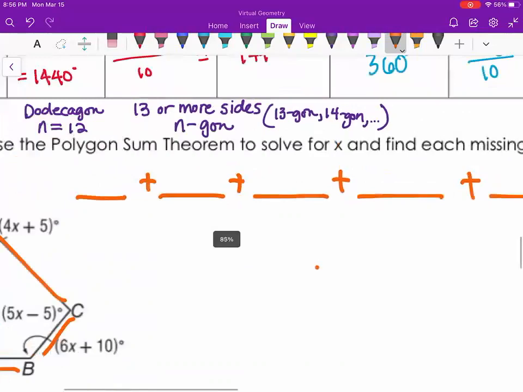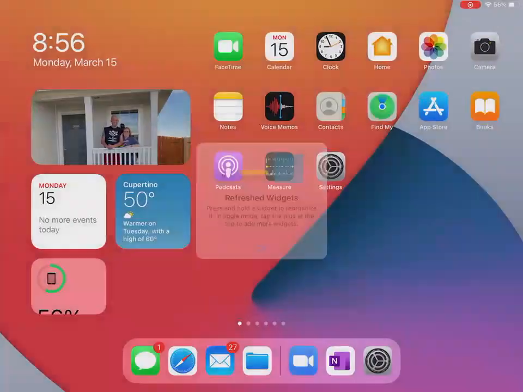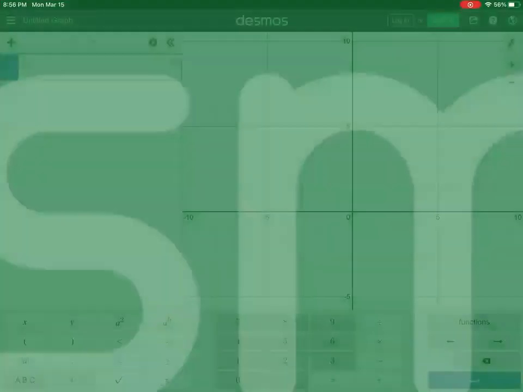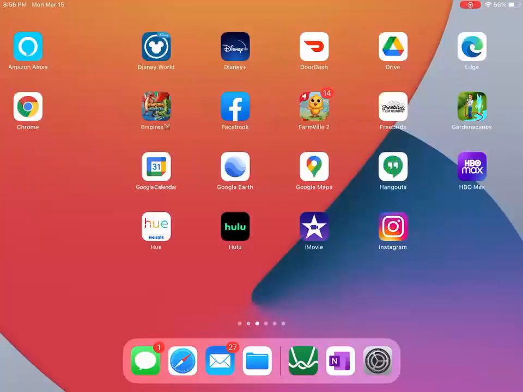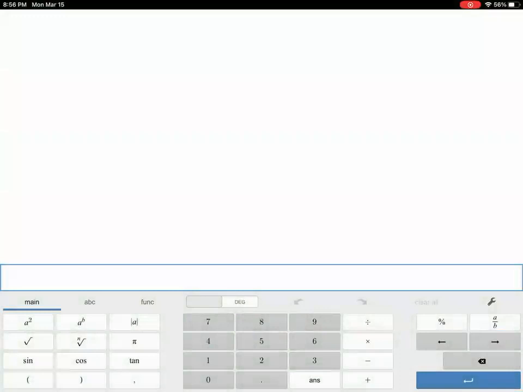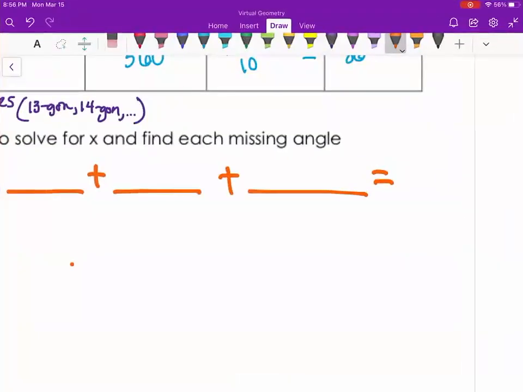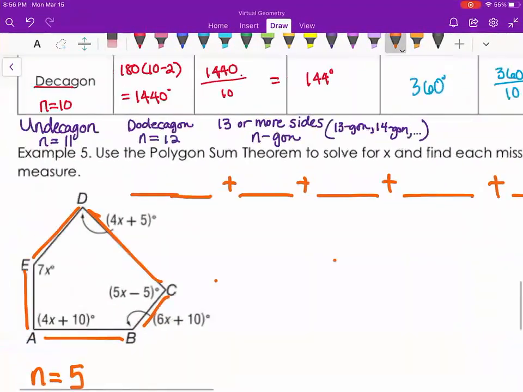And again, if I have 5 sides, I'm going to go into my Desmos real quick. Once I can find where it is, there it is. Sorry about that. Wrong Desmos, don't need graphing. There it is at the end. So 180 times 5 minus 2 means my total is 540. So for us to figure out what the value of x is, we need to add up all of these angles. So let's start down at A.